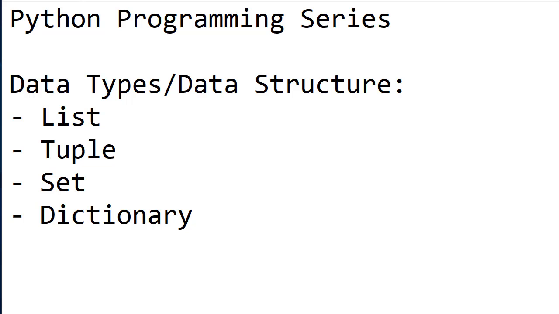We have been talking about the different sequence types, or data types, or data structures. In the last episode, we discussed lists. In this episode, we'll go ahead and talk about tuples. Let's start with some of the properties of the tuple. It's a collection which is ordered, just like the list.